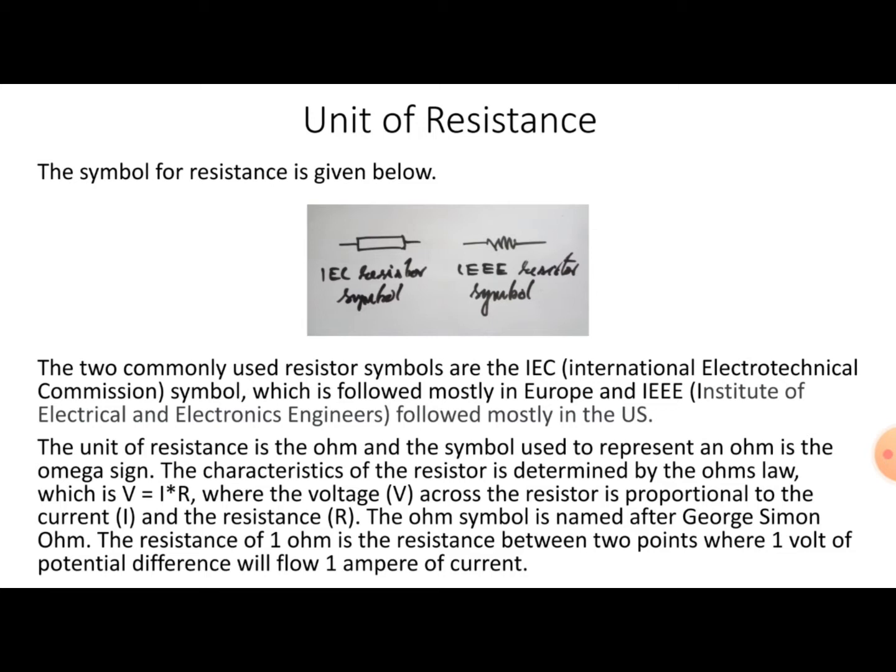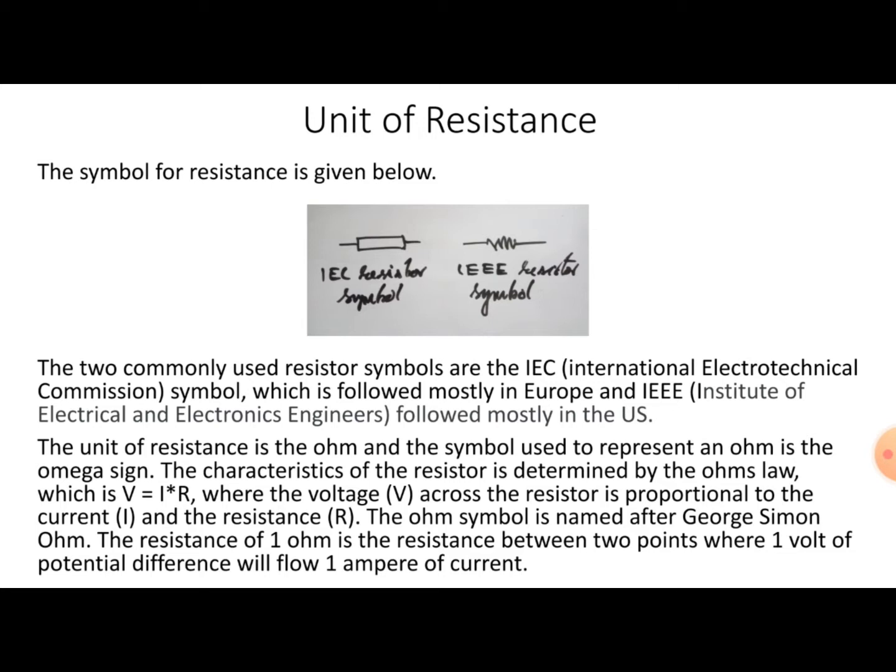Unit of resistance. The symbol for resistance is given below. The two commonly used resistor symbols are the IEC, International Electrotechnical Commission symbol, which is followed mostly in Europe, and IEEE, Institute of Electrical and Electronics Engineers, followed mostly in the US. The unit of resistance is the ohm, and the symbol used to represent an ohm is the omega sign.